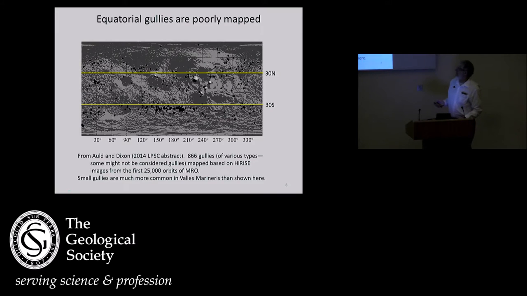So this map, although it covers half the orbits, covers less than half of the equatorial gullies that we've now found. Particularly in Valles Marineris, none are shown. There's a vast number in here. The Cover slide in Libya Montes is not on here. So I hope somebody can complete that study one of these days.